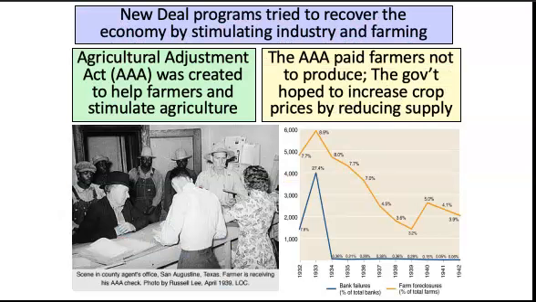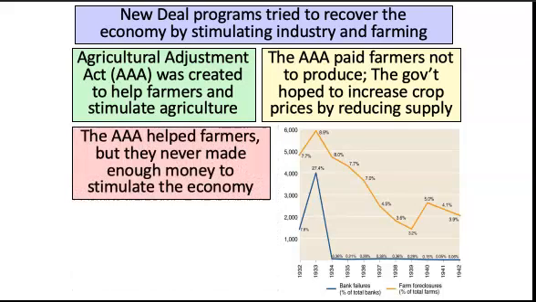Now, the New Deal programs also tried to recover the economy and stimulate industry and farming. For instance, the Agricultural Adjustment Act, the AAA, was created to help farmers and stimulate agriculture. The way it did this is that the AAA paid farmers not to produce crops, and the government hoped to increase crop prices by reducing supply. Generally speaking, it worked, and it helped farmers. However, they never made enough money to truly stimulate the economy.